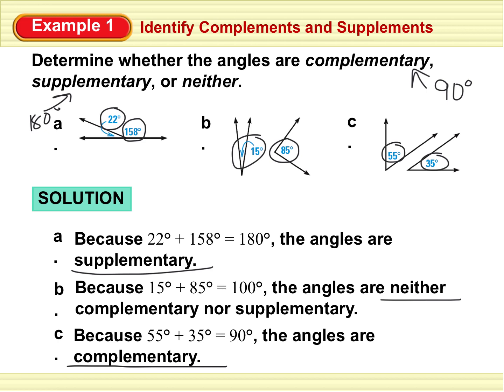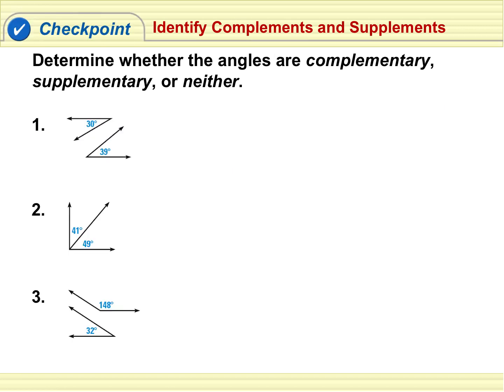Someone asked me, well, what about 89? That's pretty close to 90. Is that complementary or neither? Neither. It has to be exactly 90 or exactly 180. 90.1? Nope. Not complementary. Okay. Try these on your own.